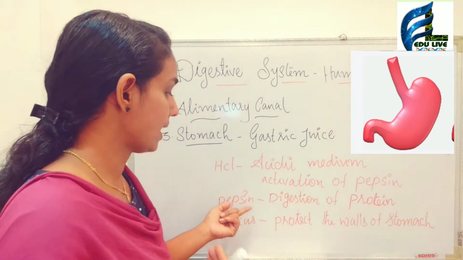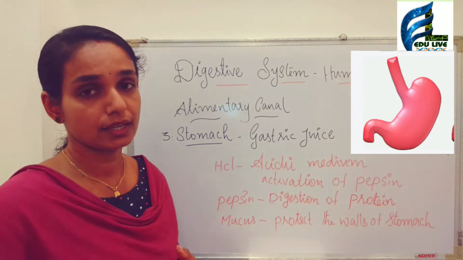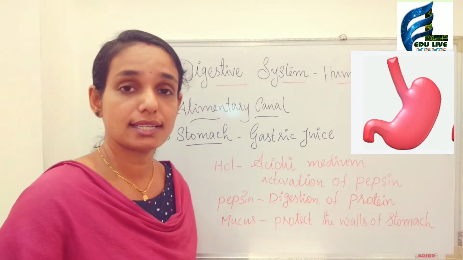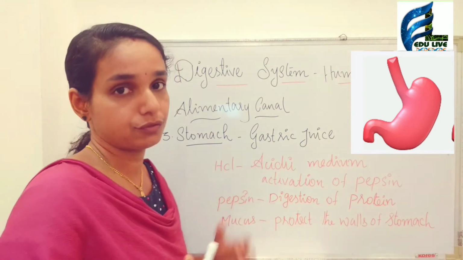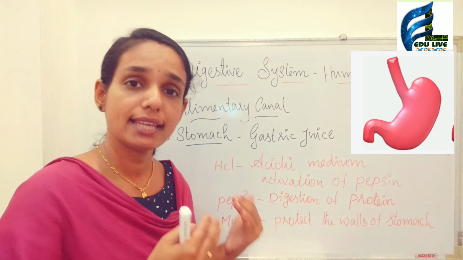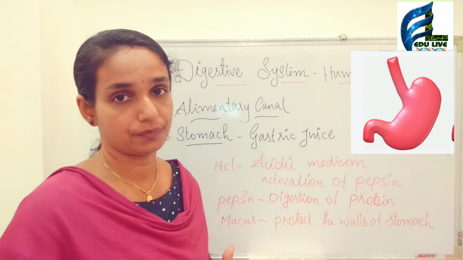And the second one, pepsin, is an enzyme. What is the function of pepsin? It is a protein digesting enzyme. This pepsin is the active form. And the inactive form of pepsin is called pepsinogen.